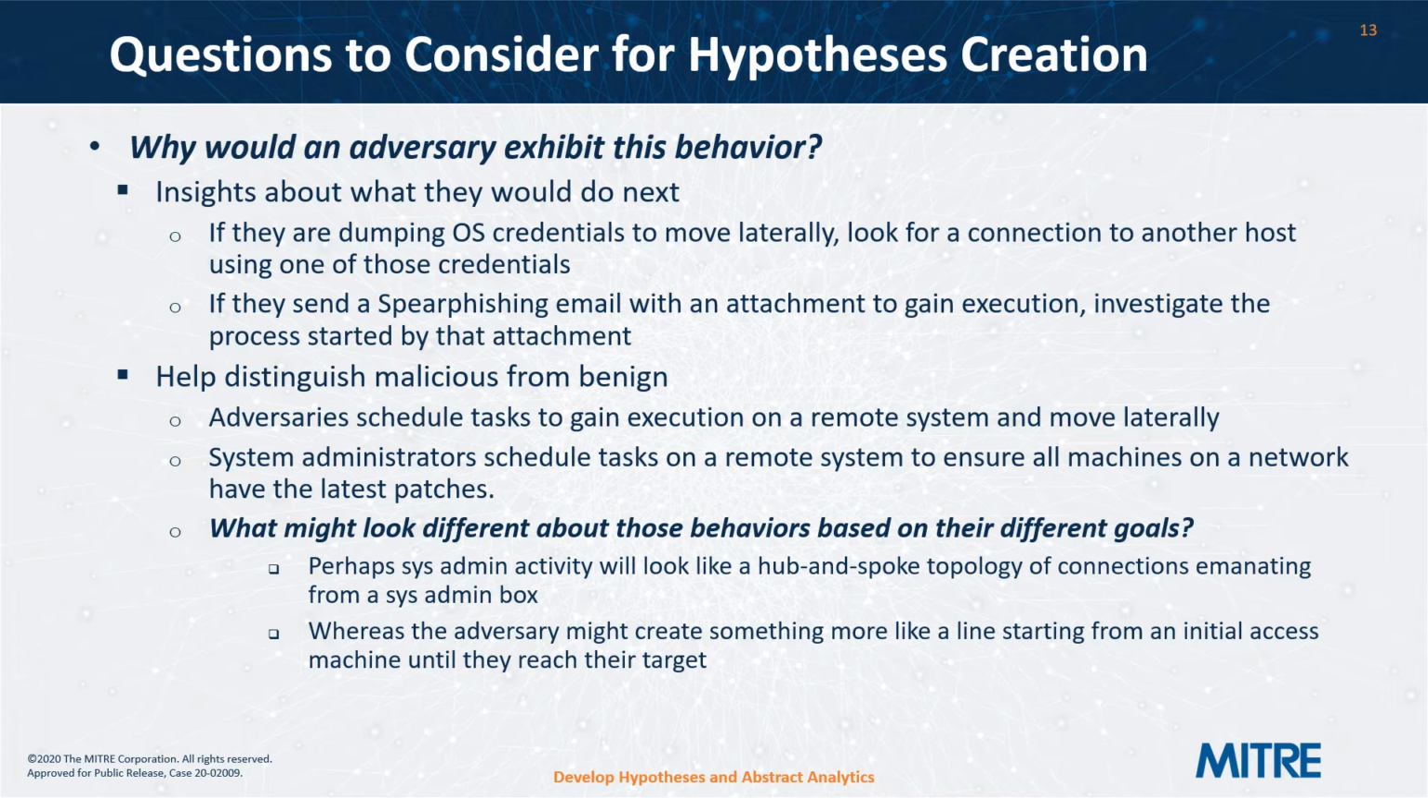If an adversary is scheduling tasks to help execute code remotely as they move laterally through a network, they might create a series of events in tandem, whereas a sysadmin scheduling tasks across the entire enterprise might simultaneously create tasks on all the machines from their machine. And those two use cases for different purposes might look different when those task scheduling events are connected together into a graph across time and terrain. And that different graph topology can help us distinguish benign from malicious activity.